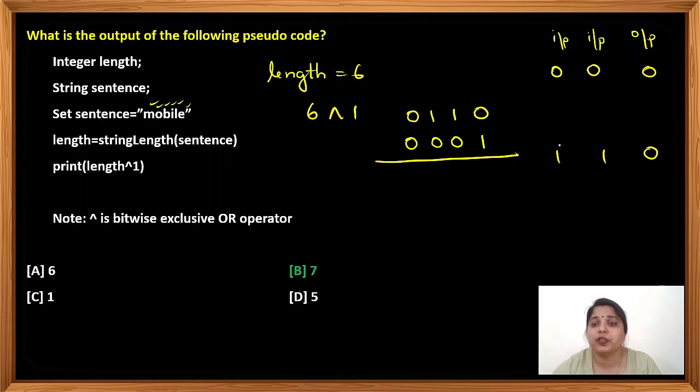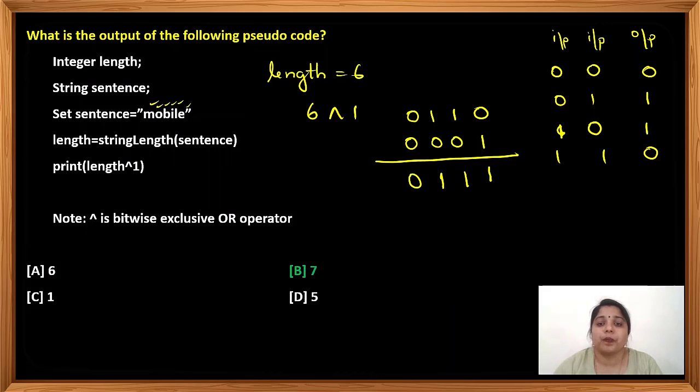See here, both the inputs are same, output is 0. And if both the inputs are different, output would be 1. 0, 1 and 1, 0, your output is 1. Okay, so if you are performing the bitwise XOR operation using this truth table, here the inputs are different, so output is 1. Here it is different, output is 1.